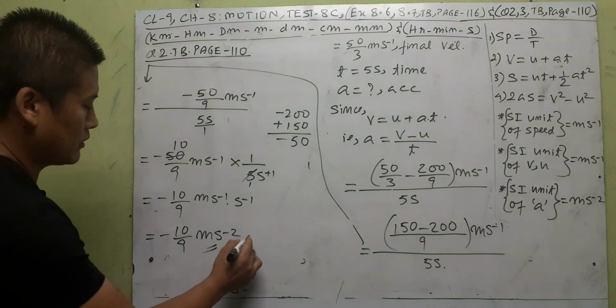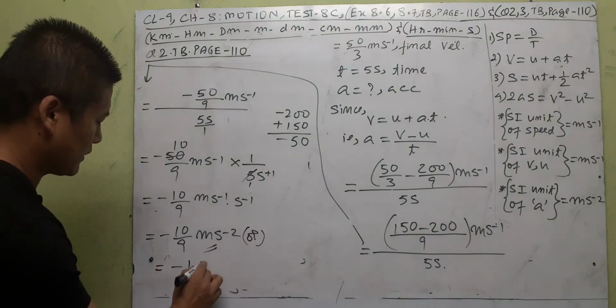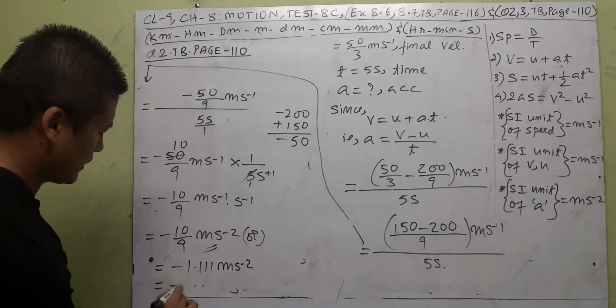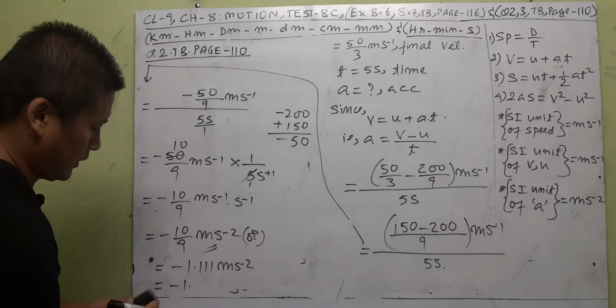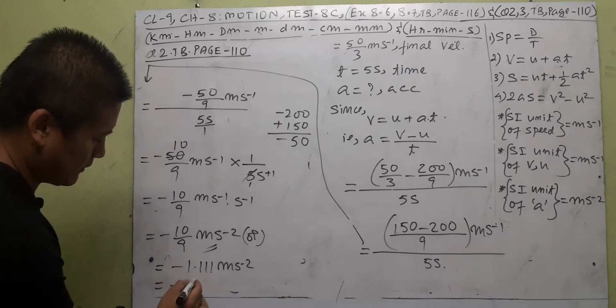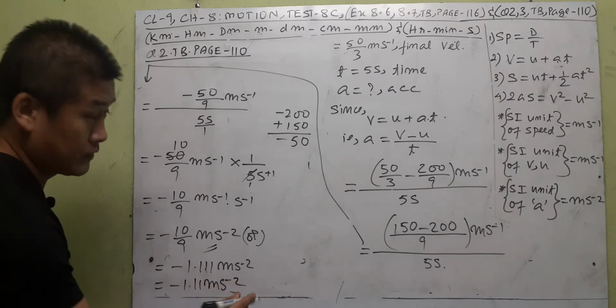So now our final answer is minus 10 by 9 meter per second to the power minus 2, the unit of acceleration. So this can be your answer, or as you divide, you're going to get 9 ones are 9, 9 ones are 9, up to third place you can go, and then you can write your minus 1 point. And if the third place of decimal is less than 5, the second place will remain the same. So this is your answer.